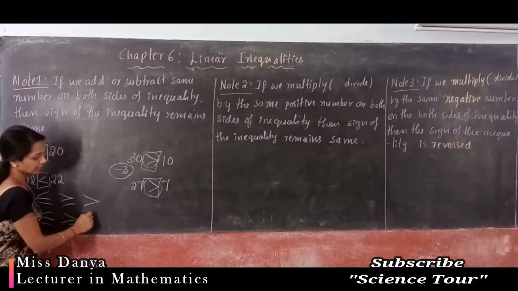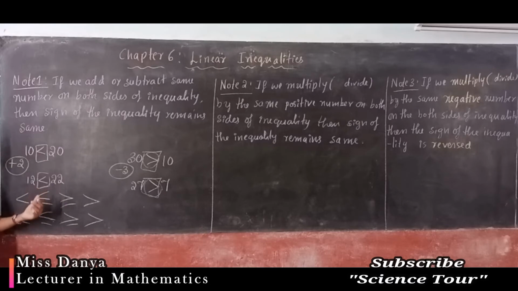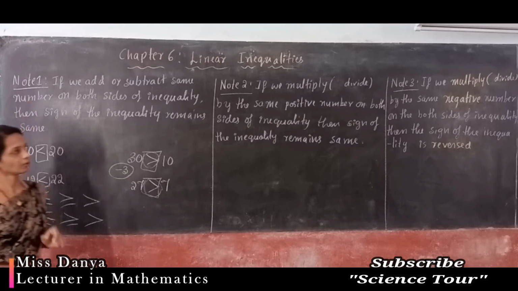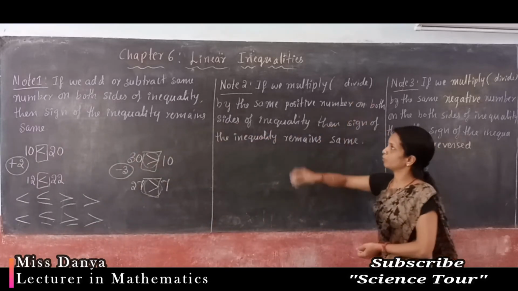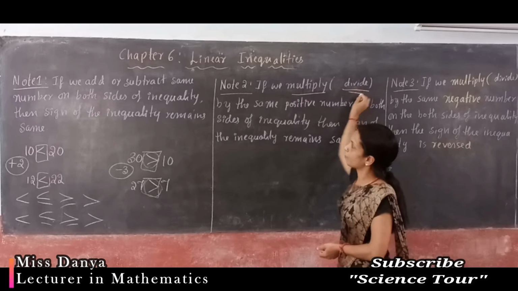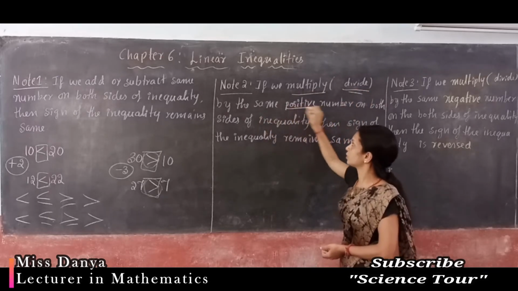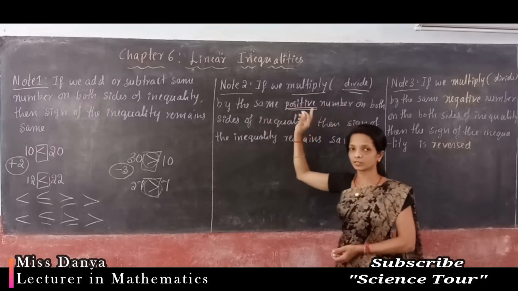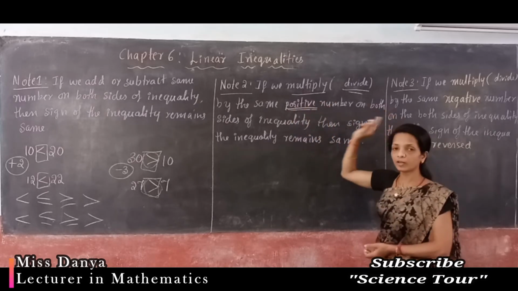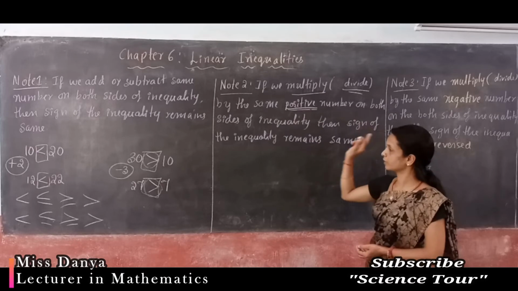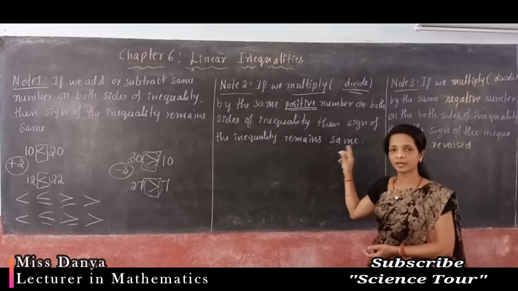If it is greater than, then after subtracting or adding, that will be greater than sign. Okay, so that is note 1. Next, note 2. If we multiply or divide by the same positive number on both sides of an inequality, then the sign of the inequality remains the same. Here you have to concentrate on this word positive.